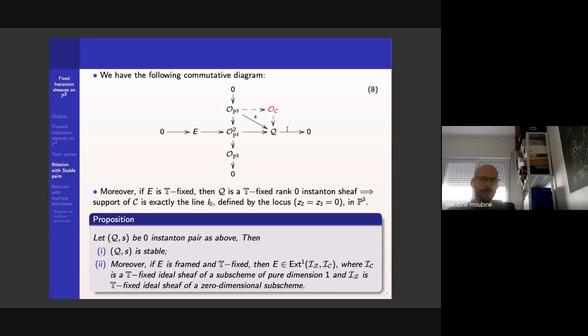and moreover, from the fact that the co-kernel of S is supported on points, we get E as the extension of an ideal sheaf of a subscheme of pure dimension 1 and the ideal of a zero-dimensional subscheme.